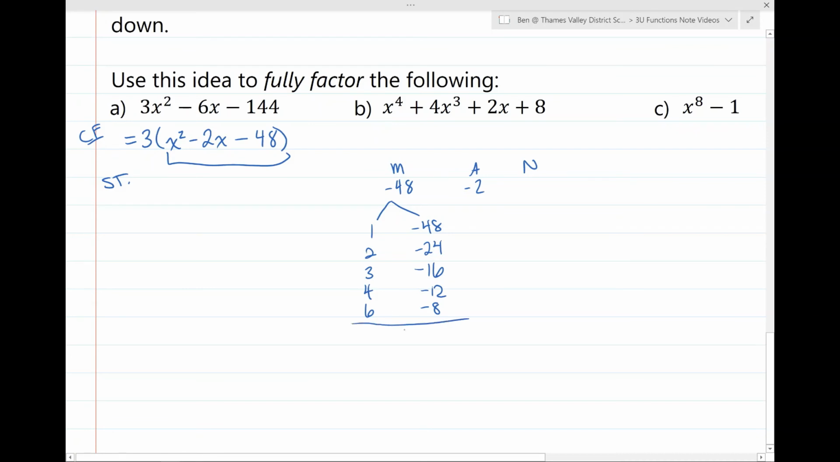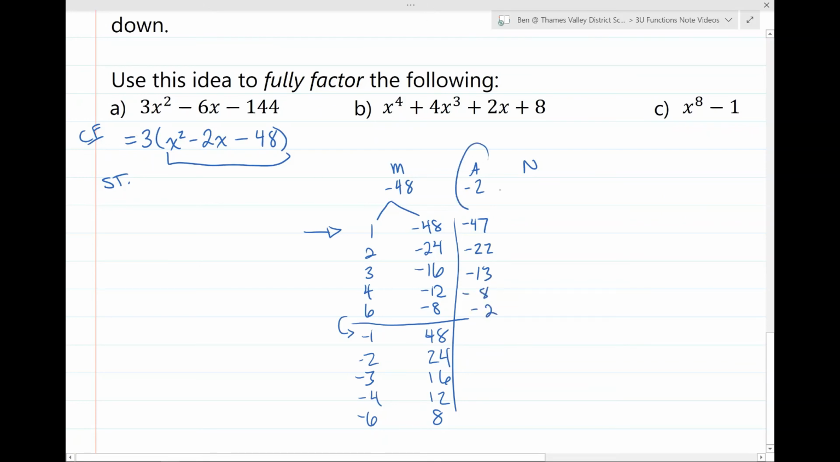Now, I could break it down to my other factors, and you know what? I will list them all. I can list them again just by switching the signs here. So that's negative 1 and positive 48, negative 2, positive 24, negative 3, positive 16, negative 4, 12, and negative 6 and 8. And then let's add up all of the pairs. So we're adding up pairs across in a row like this. We get negative 47, negative 22, negative 13, negative 8, and negative 2. Perfect. We just found the pair of numbers that add up to negative 2.